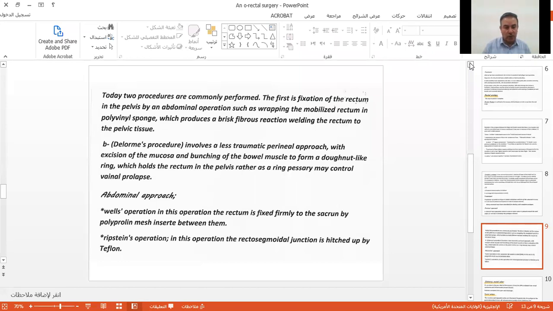Thiersch-like ring, which holds the rectum in the pelvis. A pessary may control vaginal prolapse. We have the perineal approach and the abdominal approach. Wells operation: in this operation, the rectum is fixed firmly to the sacrum by polypropylene mesh inserted between them. And Ripstein operation: in this operation, the rectosigmoid junction is hitched up by Teflon.